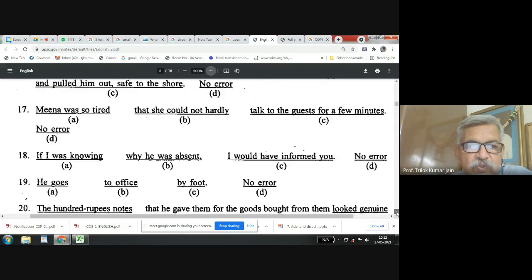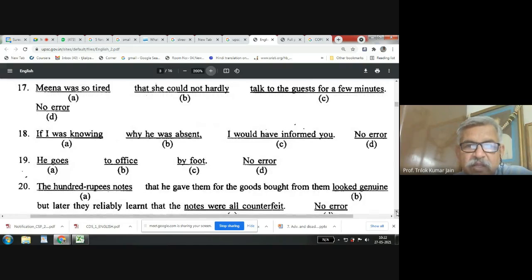Meena was so tired that she could not hardly. Not cannot be used with hardly. She could hardly talk to the guests. No need of not. This is the error. The error is in B section.